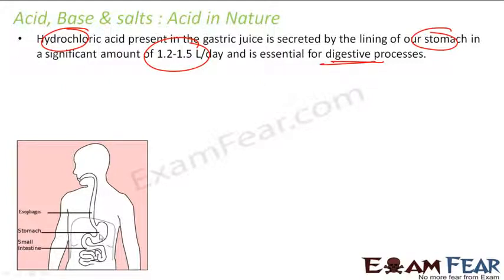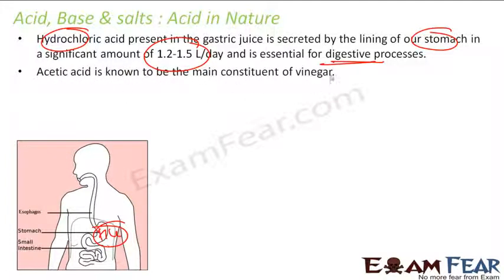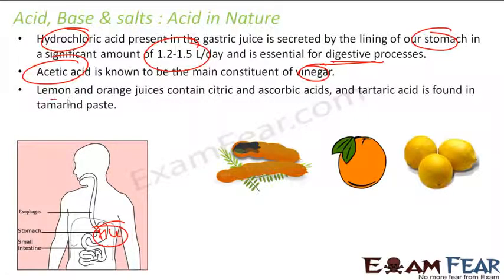So in this we have a lot of HCl, and this HCl is used for the digestive system. Correct. Also, if you see the vinegar which we use in chow mein or something, Maggi chow mein, that has acetic acid. If we talk about lemon, orange, this has citric acid, ascorbic acid, tartaric acid. That is found in tamarind. So lemon has citric acid, orange ascorbic acid, and tamarind has tartaric acid.